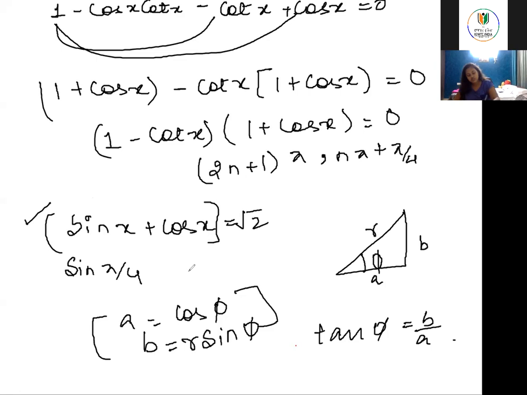What's the answer for this question? Sin x plus cos x is equal to root 2. Pi by 4. Yeah. So you will get 2n pi plus pi by 4.